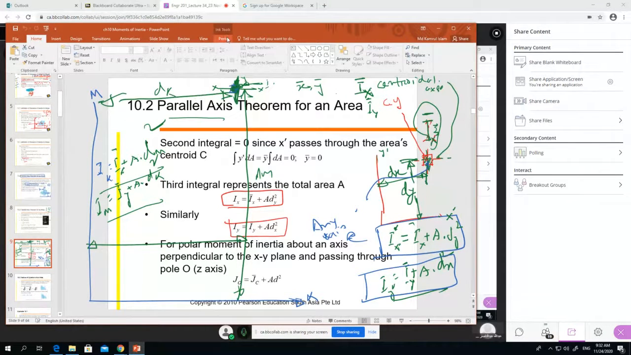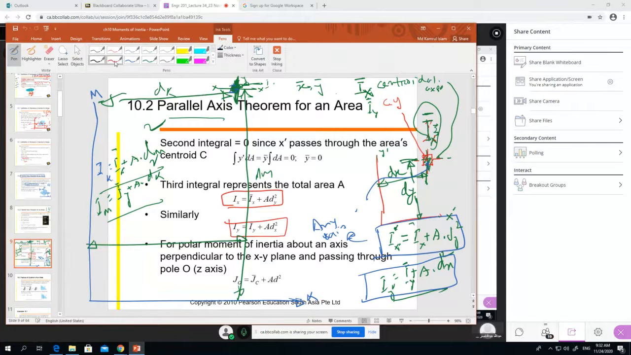formula was the parallel axis theorem. Parallel axis theorem is: the moment of inertia with respect to any axis is equal to the moment of inertia with respect to the centroidal axis plus A d squared. If we calculate Ix, then it is dy squared. If it is Iy, then it is dx squared. That's what we learned yesterday. And then another one, the polar moment of inertia: J_z about any axis through z equals J_z center plus A d squared, same thing.